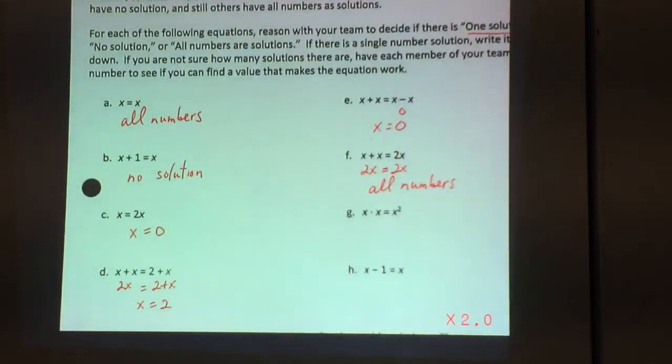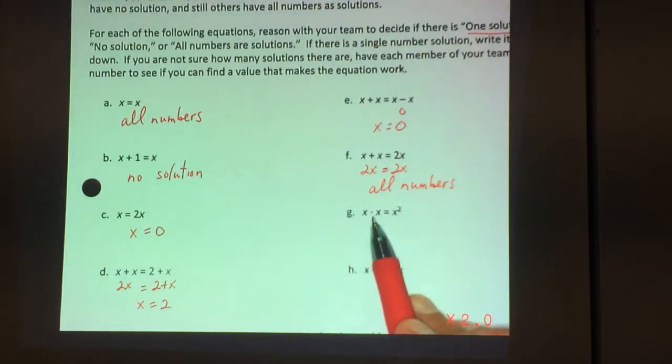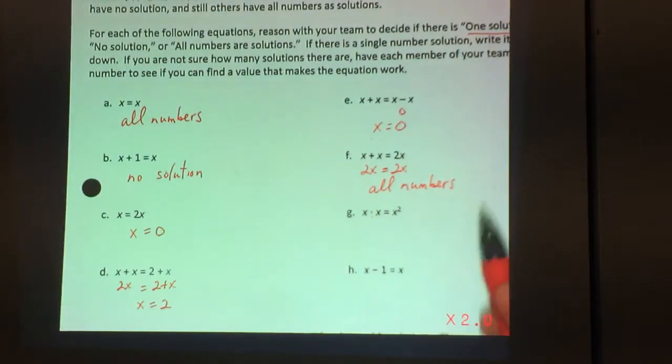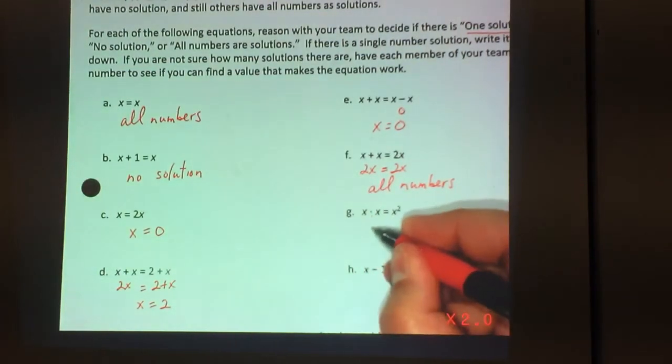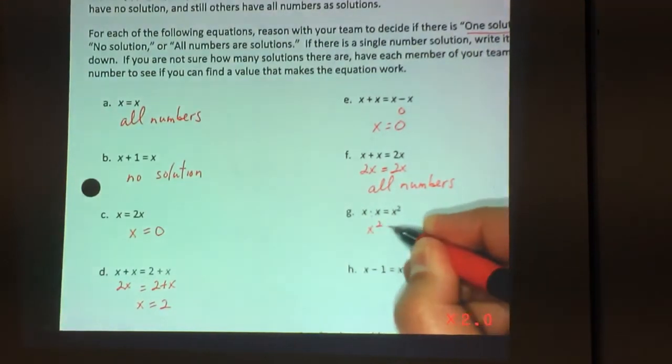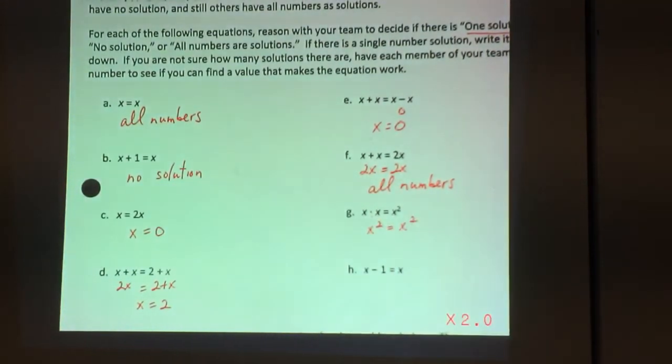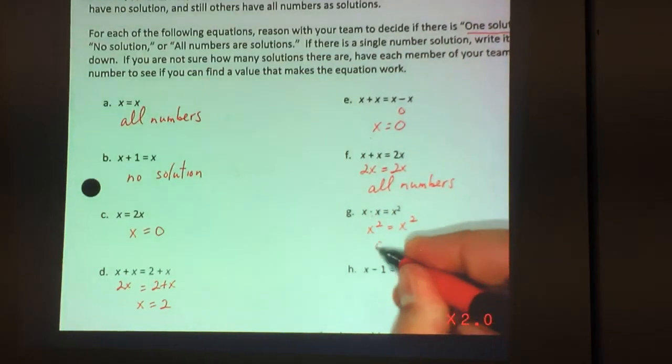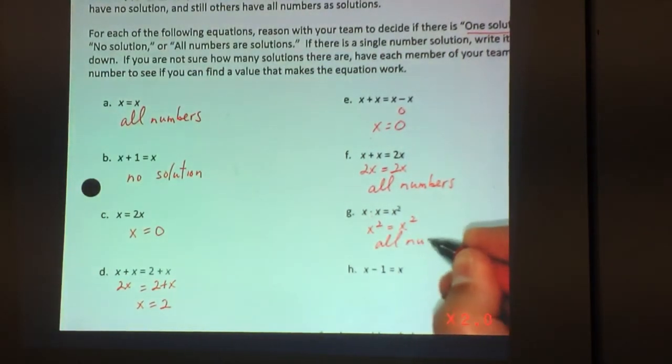Okay? All right, what's going on in G? What does that dot mean? It's not a decimal. That's right, it is a multiplication sign. So what is x times x? No, it's not 2x, we're not adding. It is x squared. Do I have the same thing on the left and the right? Correct. But is that my answer following the directions? No. What is the correct answer? All numbers.